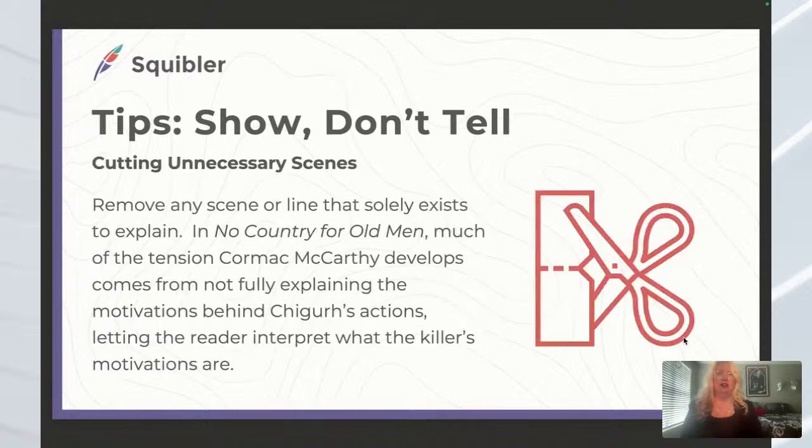Another tip is to cut unnecessary scenes. You want to remove any scene or line that solely exists to explain something. A writer who does that very well is Cormac McCarthy. In No Country for Old Men, much of the tension that McCarthy is able to develop comes from us not fully understanding the motivations behind Chigurh's actions, the villain's actions. And we kind of have to interpret what his motivations are. And ultimately, it's pretty unresolved, and it makes it much more unsettling for us.